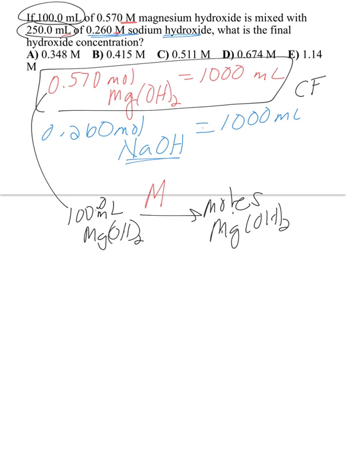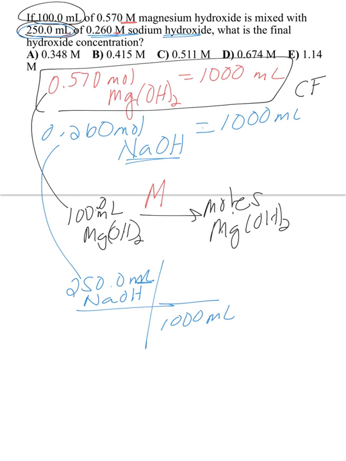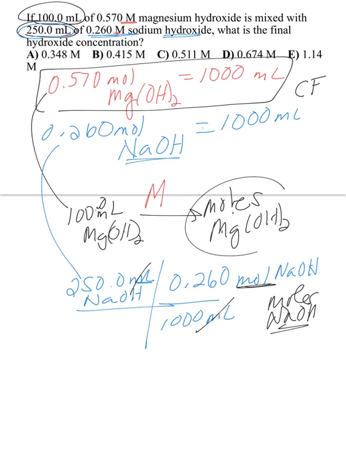Okay, and right here, I'm given 250 milliliters of sodium hydroxide. I use this conversion factor: 1,000 milliliters equals 0.260 mole of sodium hydroxide. These milliliters are going to cancel out. I have moles of sodium hydroxide. That's important because we can work with moles.